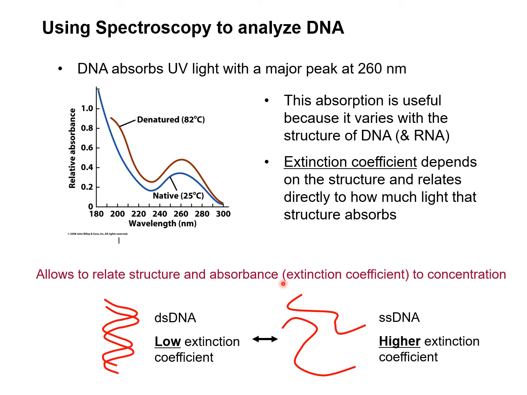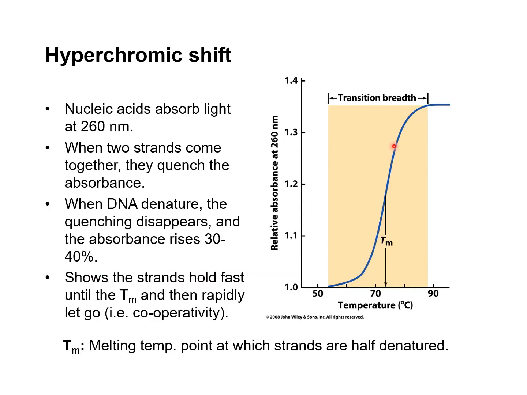And of course, absorbance of the light is directly related to the extinction coefficient. Double-stranded DNA has a low extinction coefficient, as opposed to single-stranded DNA, which has a higher extinction coefficient. You can see the hyperchromic shift when you plot the relative absorbance of the nucleic acids at 260 nanometers as a function of temperature. As you can see here, there's a dramatic change right at the midpoint in terms of absorbance. At the lower temperatures, they have low absorbance, meaning that when the two strands come together, they quench the absorbance.